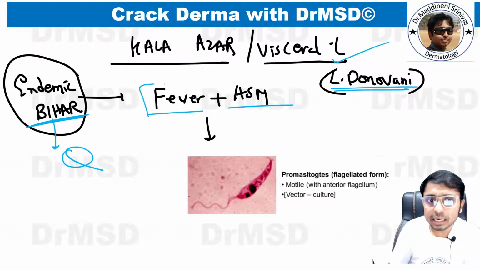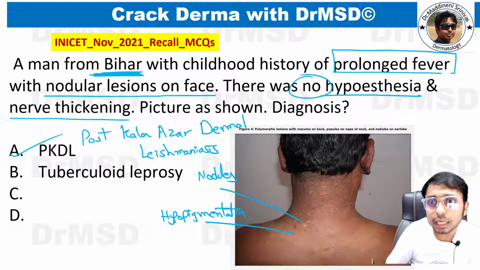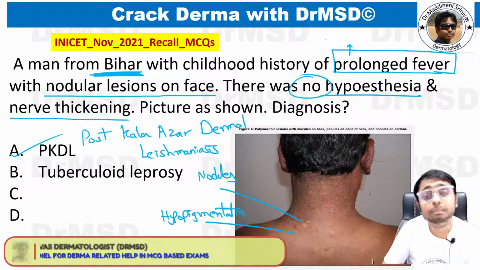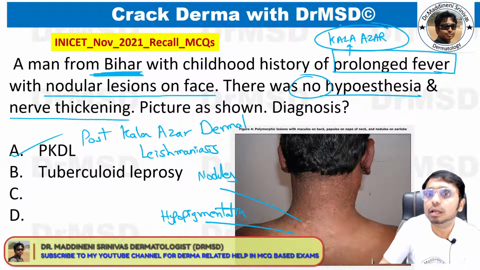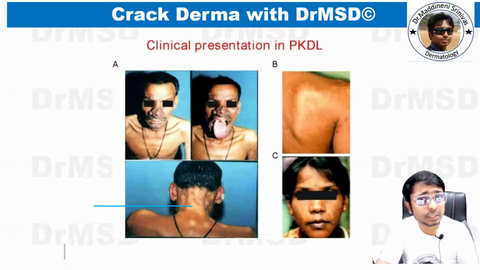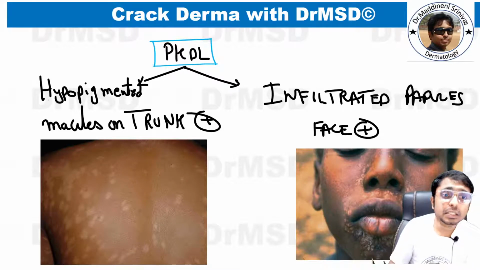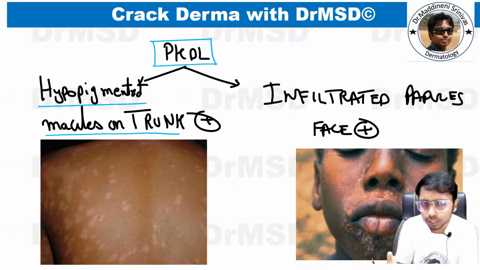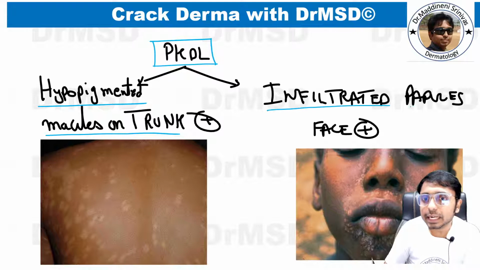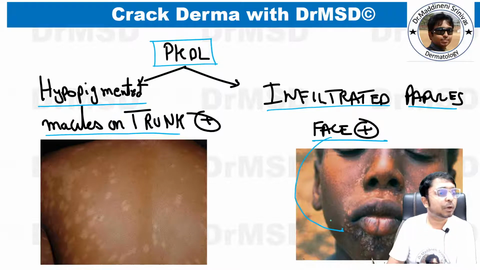So the prolonged history of fever given in this question, in childhood, is trying to give you a clue that previously the patient got Kala Azar in childhood. Most likely it was not treated properly, which is the reason why it is now manifesting as post-Kala-Azar dermal leishmaniasis, where the patients are going to have hypopigmented macules on the trunk, on the back, on the neck, anywhere over the body. Not only that, there will be infiltrated papules and plaques present over the face. You can see there are infiltrated papules present over the face.